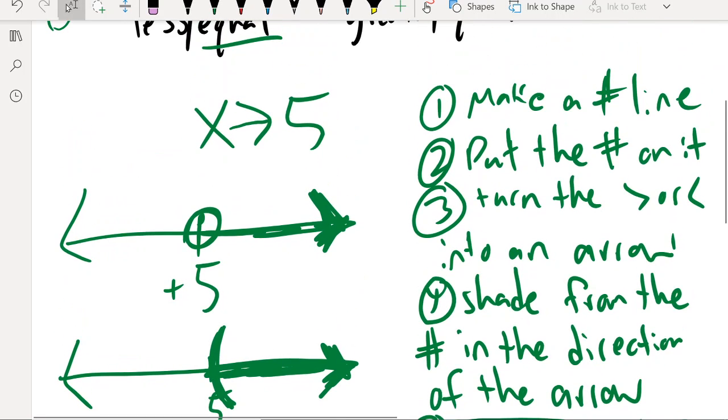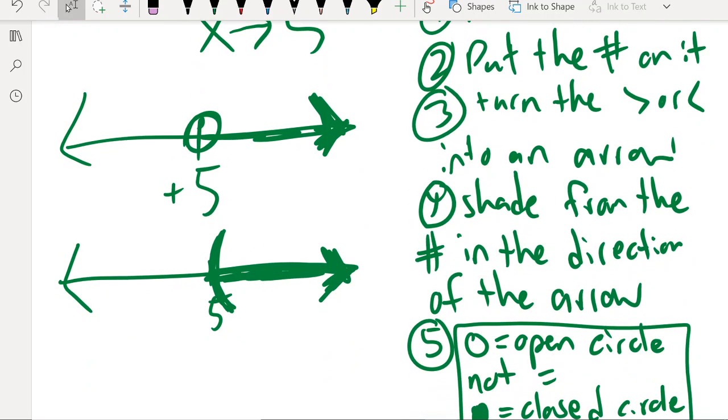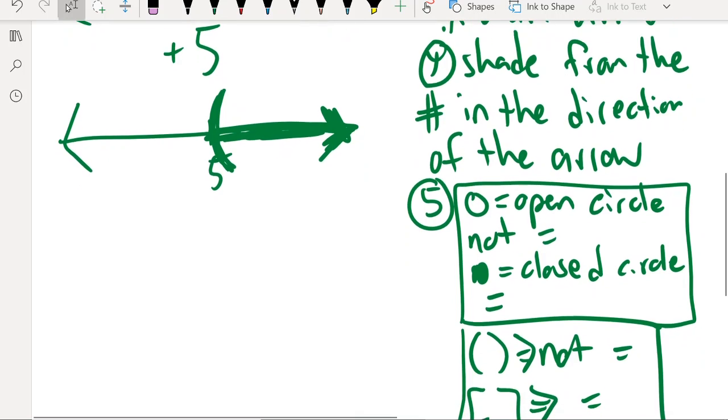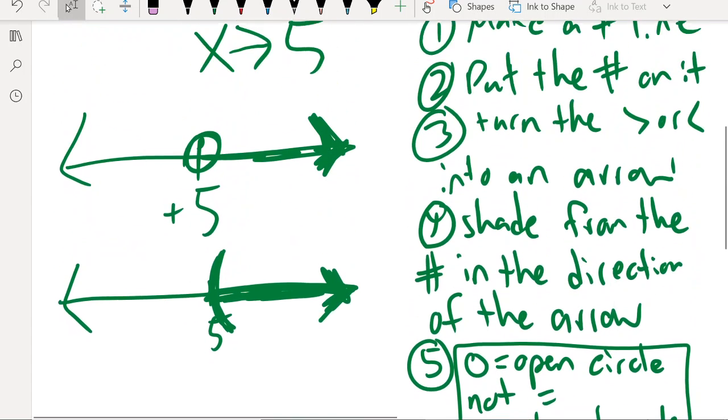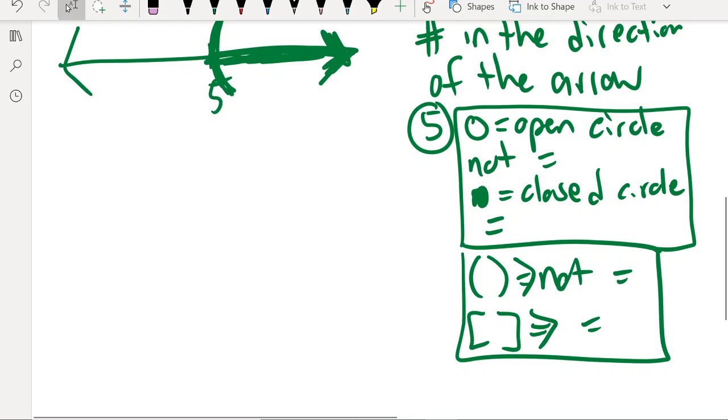So number 1, make a number line, check. Number 2, put the number on it, check. Number 3, turn the sign, whether you know what it's called or not, into an arrow. Number 4, shade from the number in the direction of the arrow. And number 5, you either use an open or closed circle, or you use a parenthesis or a bracket. That's it.